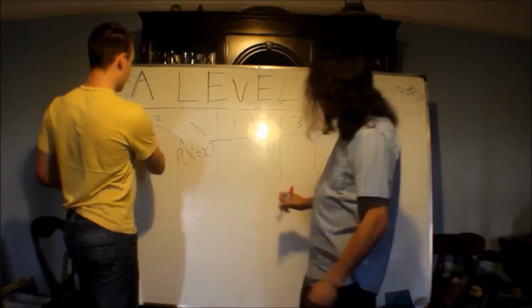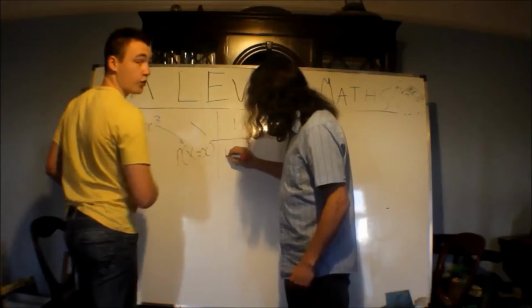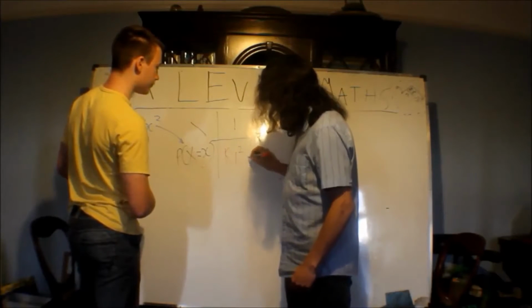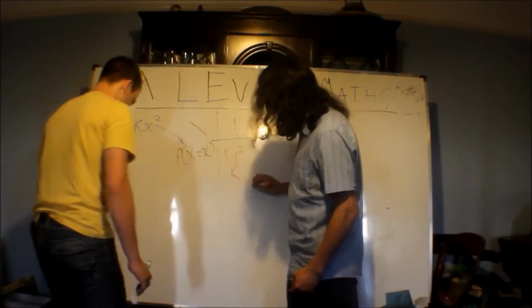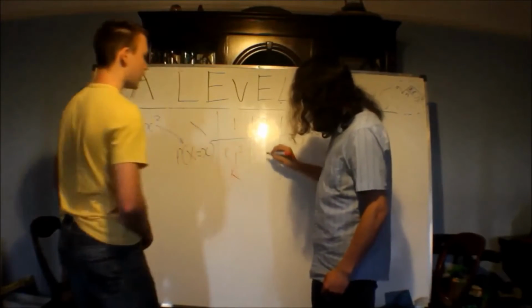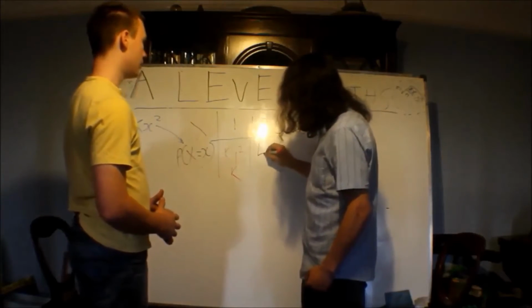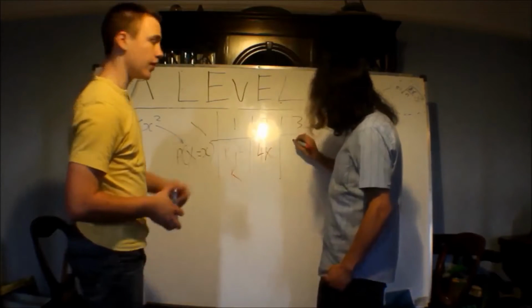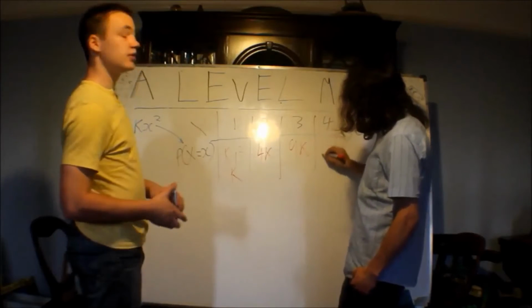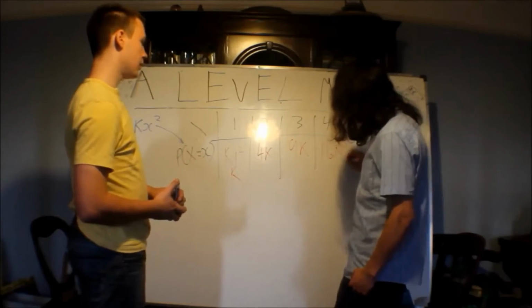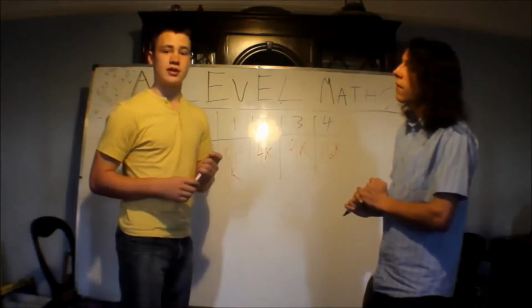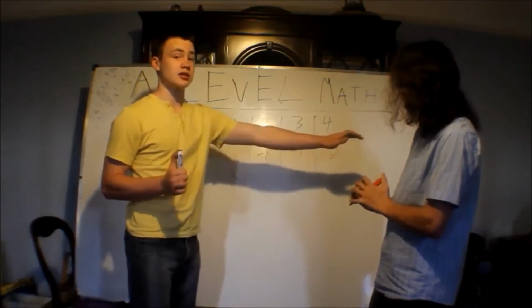So we're going to have k of 1 squared, which makes that k. k of 2 squared makes it 4k. k of 3 squared is 9k, and then 16k. Alright, and that's all it's asking you to do. It sounds like a horrific question, but that is all it's asking you to do.